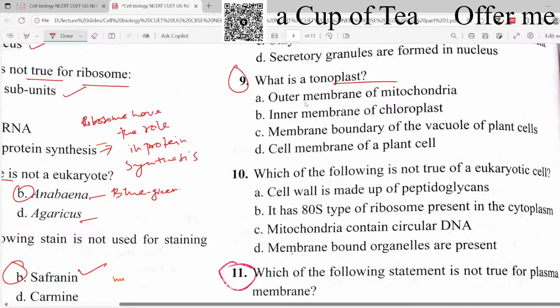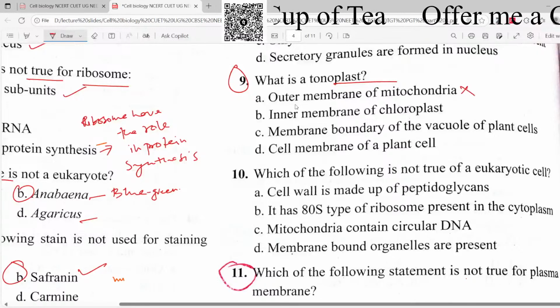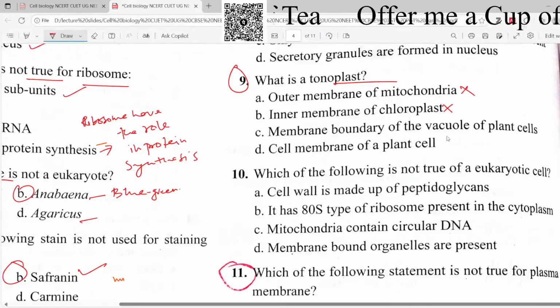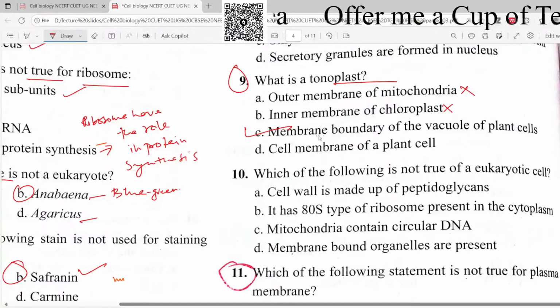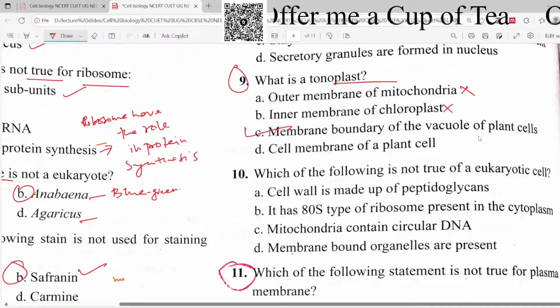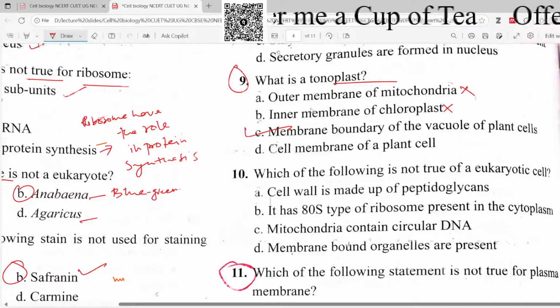Next question. What is the tonoplast? The inner membrane of mitochondria, this is not correct. Inner membrane of chloroplast, this is also not correct. Membrane boundary of the vacuole of the plant cell. The tonoplast is the membrane boundary of the vacuole of plant cells. That is the correct answer.